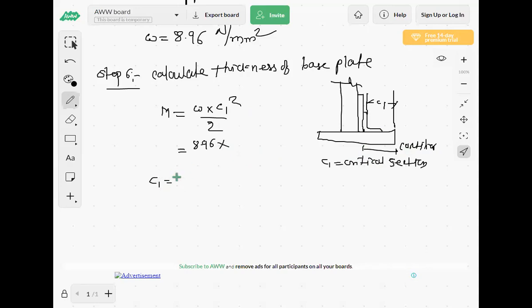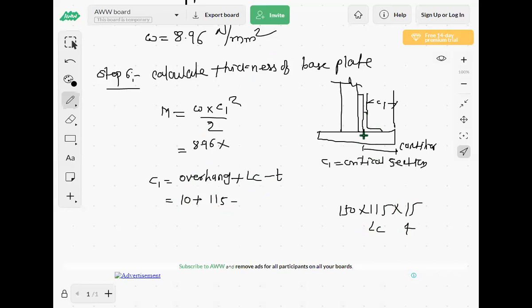Now we have to measure the C1 distance. How to measure C1 distance? As I told you, C1 is equal to overhang plus length of connected leg LC minus T, thickness of angle. Here overhang we have considered as 10 mm; earlier in step number 3 we assumed the overhang 10 mm, plus LC, length of connected leg, is 115. We have taken angle of 150 by 115 by 15. So this is your LC and this is your thickness. Are you getting? So here LC is 115 minus thickness.